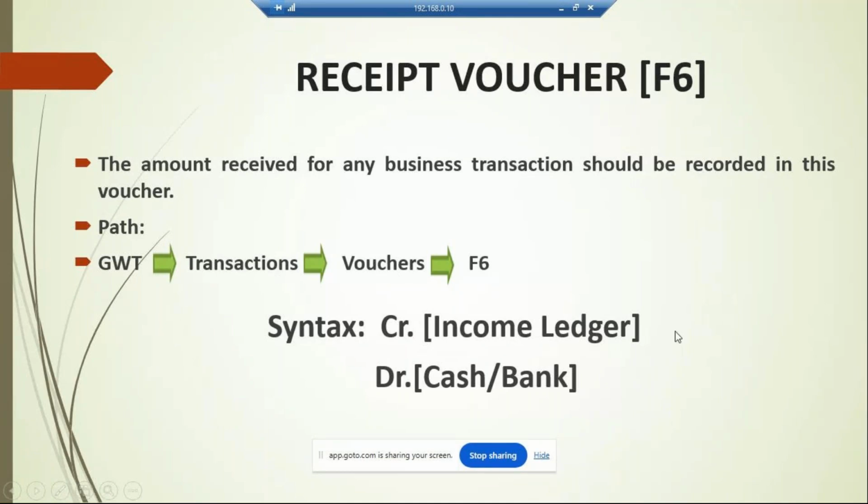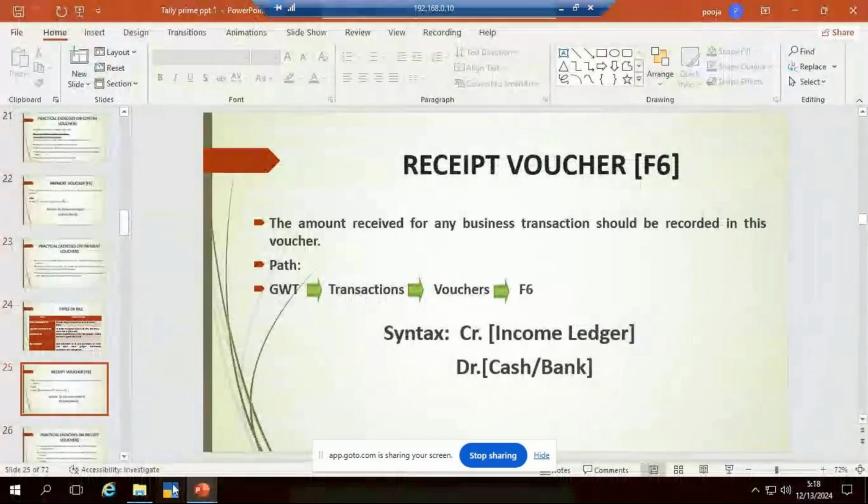The syntax for that is: credit the income ledger, like commission received, discount received, interest on investment received, rent received. These are the credit ledgers, and debit cash or bank, because you are receiving the amount through cash or bank. So this is the syntax for your receipt voucher. We'll continue with the receipt voucher.